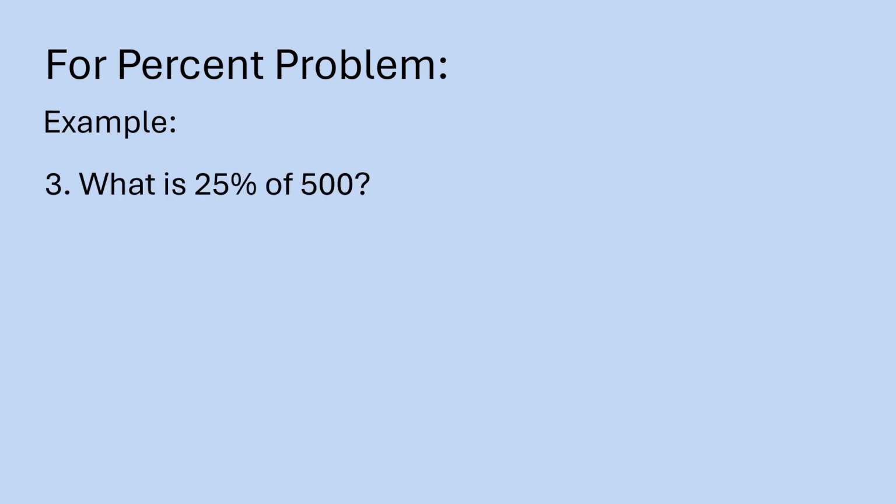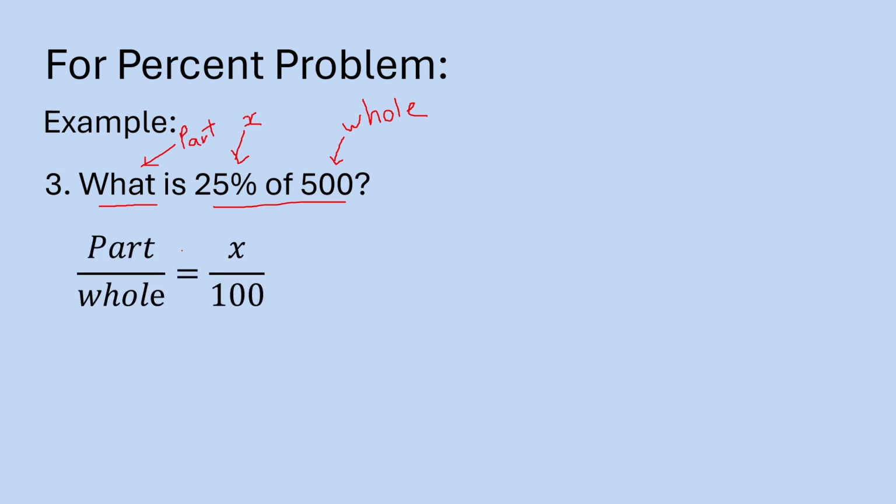Next example, what is 25% of 500? Here the whole number is 500 and this is the x value in the formula, percent. So here we want to find out the part in the formula. So this is the formula. Part divided by whole is equal to x divided by 100. So we want to find out this part. The whole number is 500 and this x value is 25.